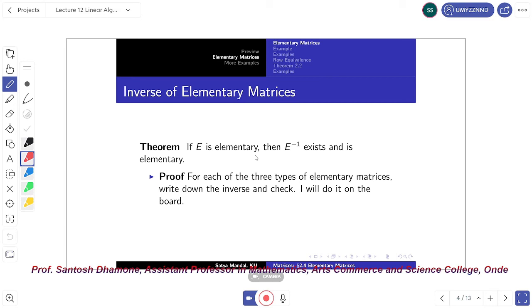This is an example. Let A equal the matrix [1 0 0; 3 1 0; 0 0 1]. This is a 3 by 3 matrix. Is this an elementary matrix? Answer: yes, it is an elementary matrix. The matrix A is obtained from I3 by adding 3 times the first row of I3 to the second row. Okay.